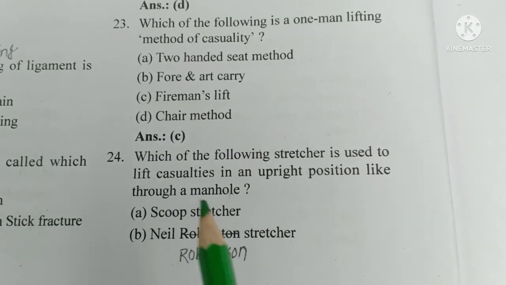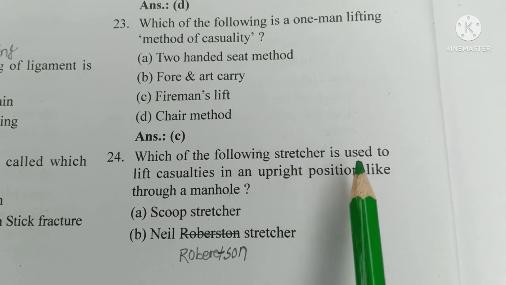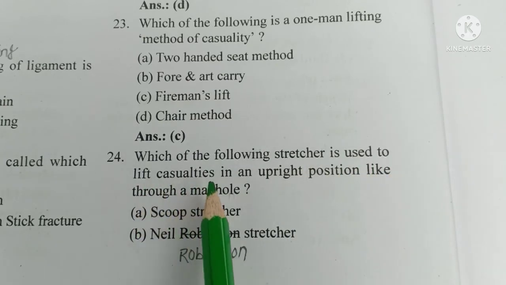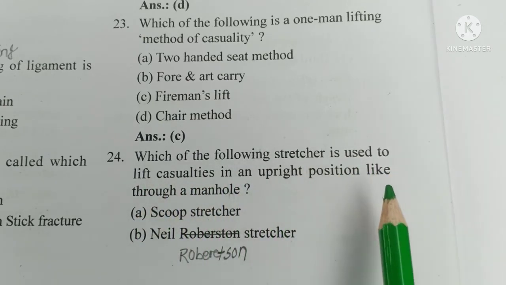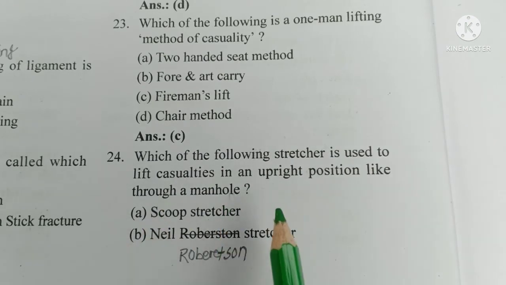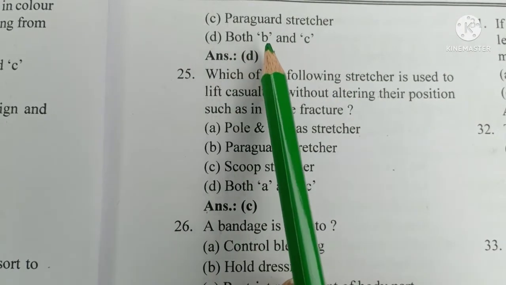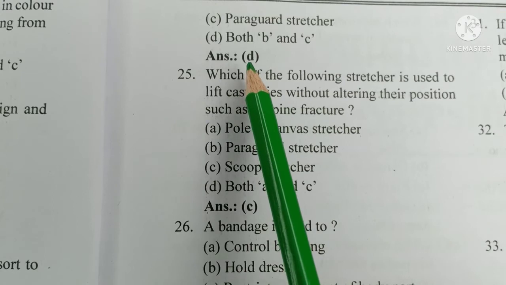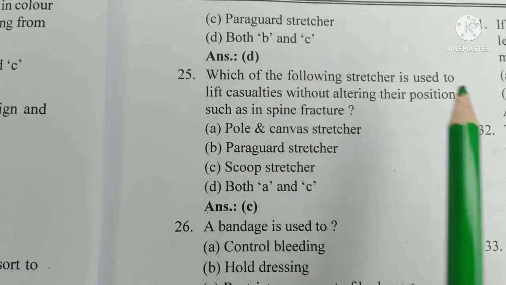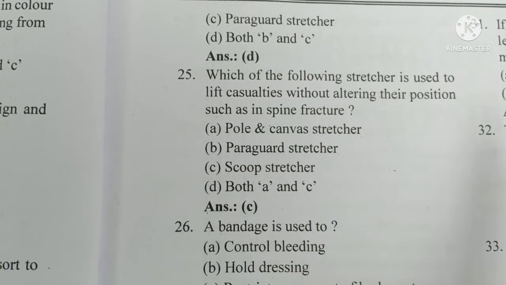Question number 24. Which of the following stretcher is used to lift casualties in an upright position like through a manhole? Scoop stretchers, Neil Robertson stretcher, Paraguard stretcher, both B and C. The answer is D. Both B and C. Neil Robertson stretcher, Paraguard stretcher.